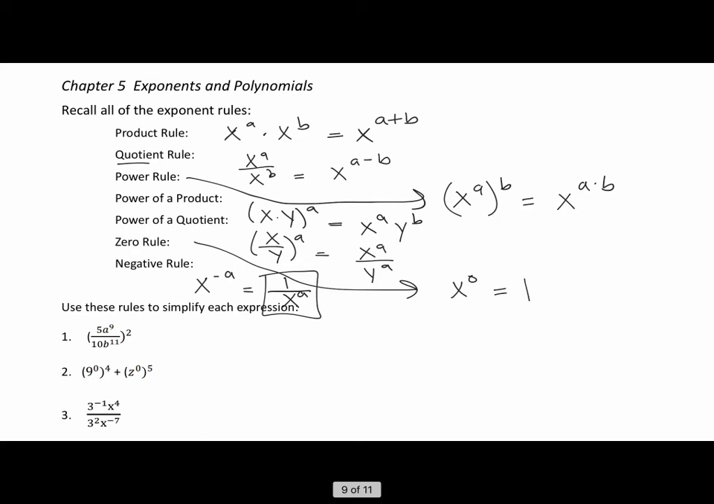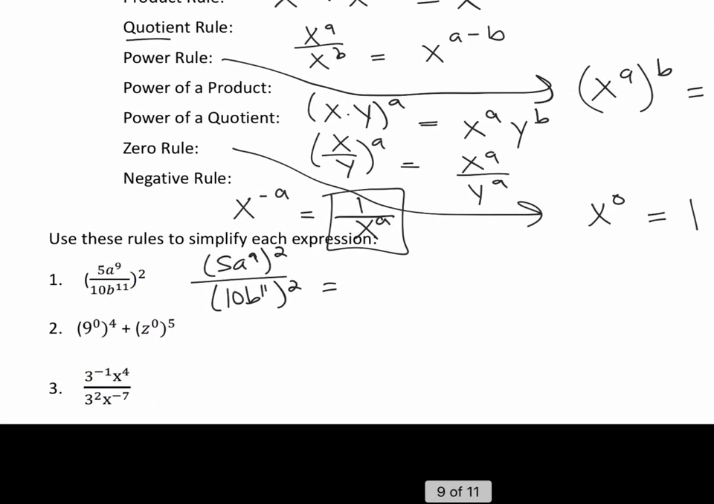Our first example, we have a quotient to a power. So the numerator is going to get this power of 2, and the denominator is going to get this power of 2. So that means, now we have products to a power, so each factor in the numerator gets that power, and each factor in the denominator gets that power.